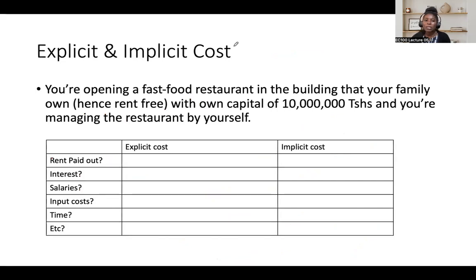So explicit and implicit costs, again, we covered this very well. If you have no background on this, please go to the first chapter. We talked about explicit and implicit costs, but for the sake of production, how firms calculate it is the same concept as opportunity cost, okay?